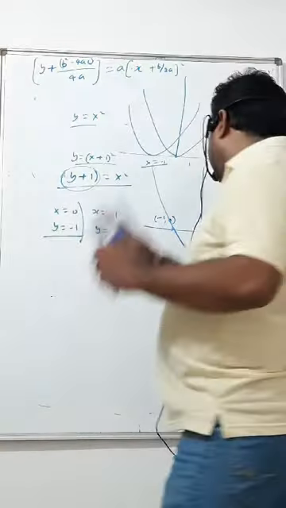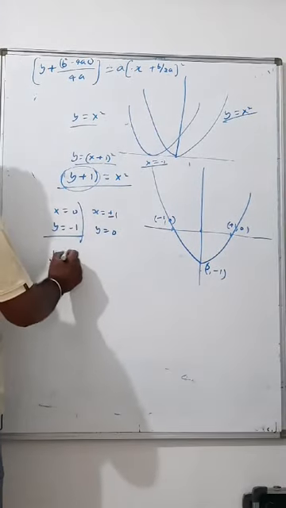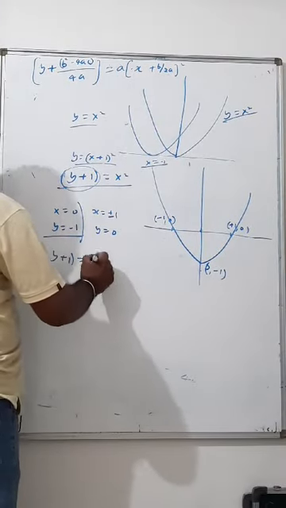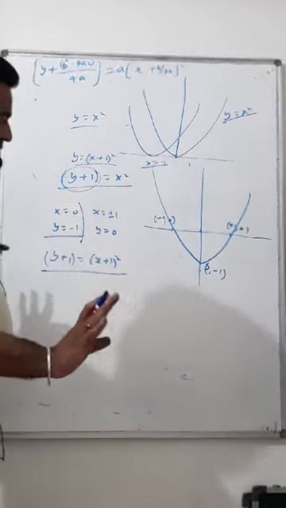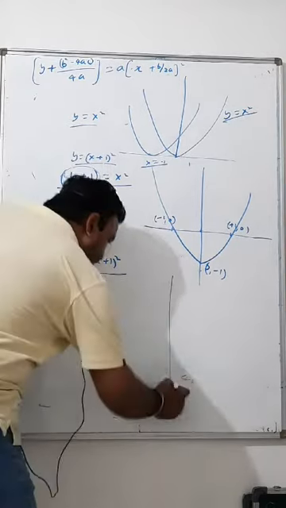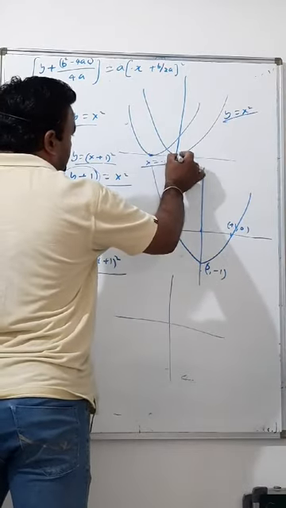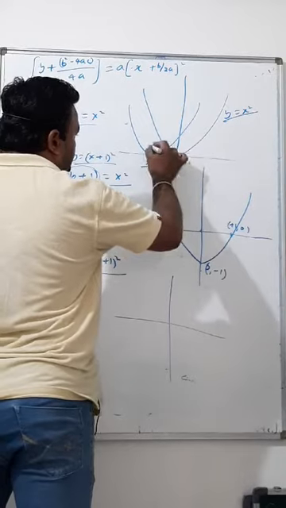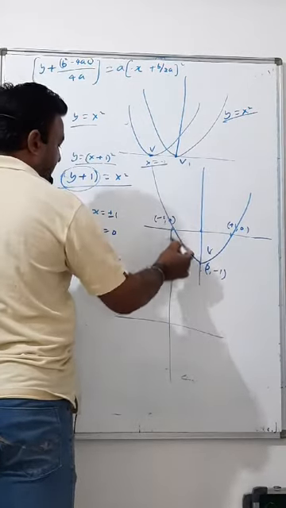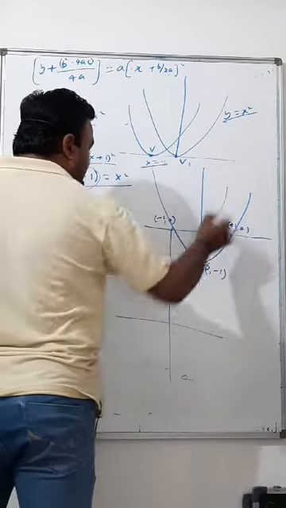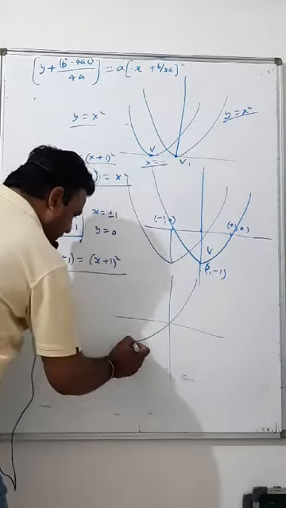If I do both the things, I do y plus 1 is equal to x plus 1 whole square. Then in one line, what we can do, at this point, say the vertex, this point, the vertex is shifted here and here also. It will be like this.